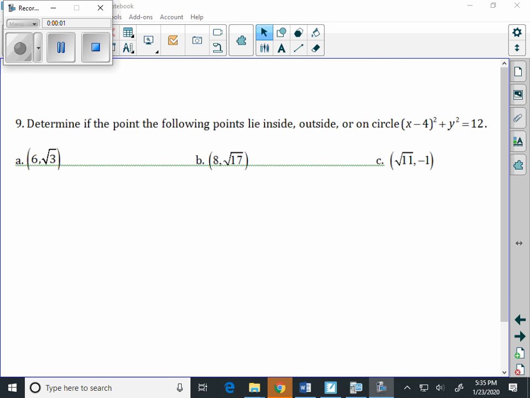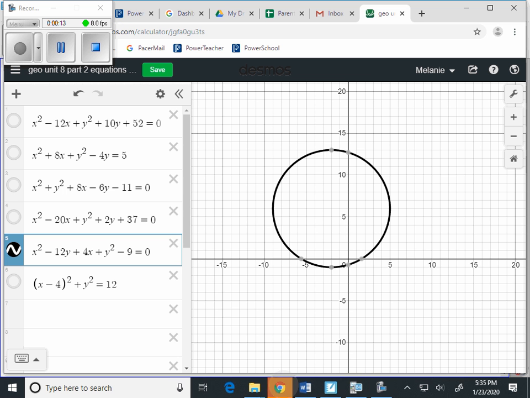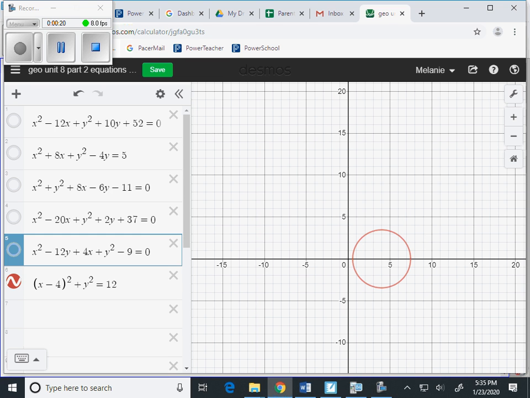Problem number 9, still using Desmos. Determine if the following points lie inside, outside, or on the circle. I'm going to flip over to Desmos, turn off my previous problem, and turn this one on. I will check and make sure that I typed it in correctly.